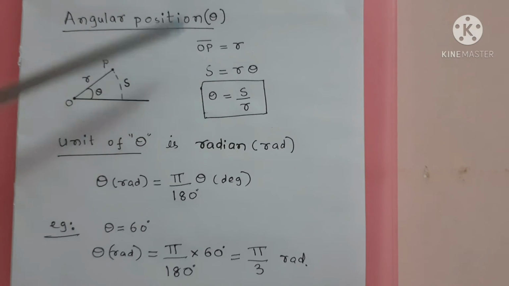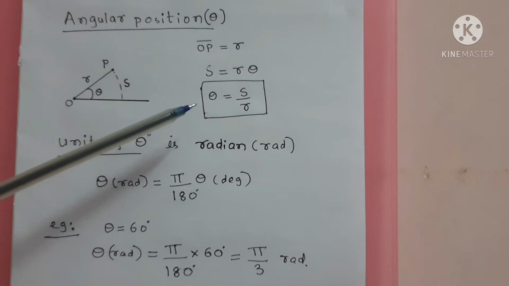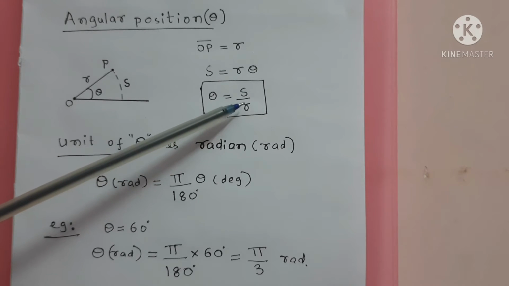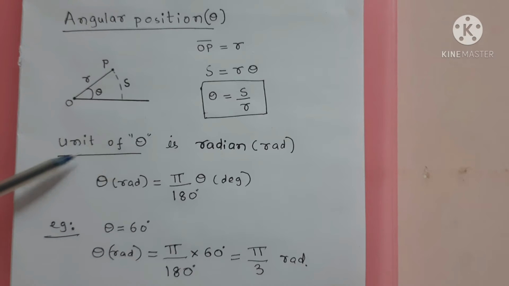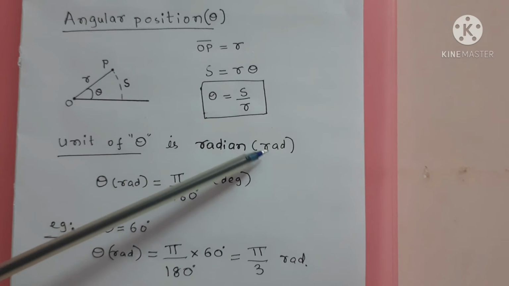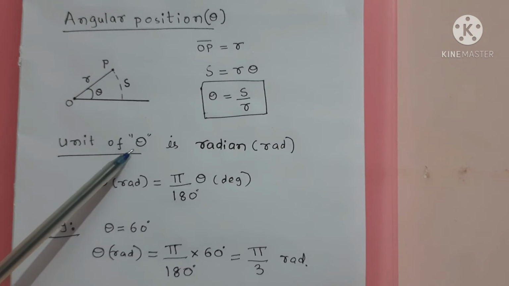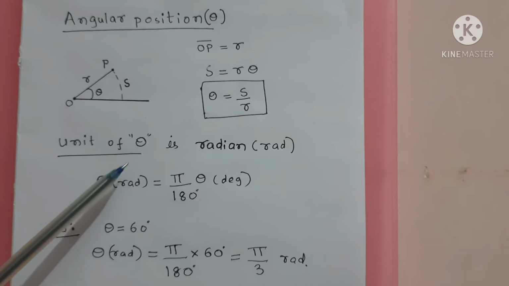Theta is dimensionless because it is length by length. So theta equals arc length divided by the radius of curvature, the radius of the arc. The unit of theta is radian, rad. We also talk about degrees, like 20 degrees, 30 degrees, 40 degrees, 60 degrees. So how to convert a particular angular position into radians?